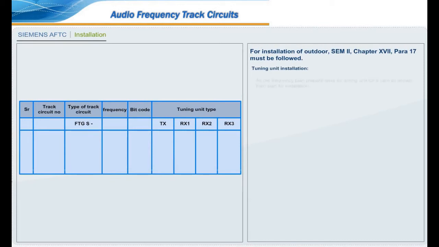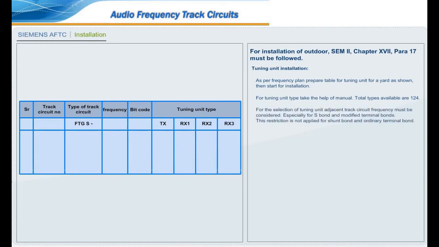Tuning unit installation. As per frequency plan, prepare table for tuning unit for a yard as shown, then start installation. For tuning unit type, take the help of manual. Total types available are 1 to 4. For the selection of tuning unit, adjacent track circuit frequency must be considered, especially for S-bond and modified terminal bonds. This restriction is not applied for shunt bond and ordinary terminal bond. Earth connection in tuning unit shall be done as per OEM manual.